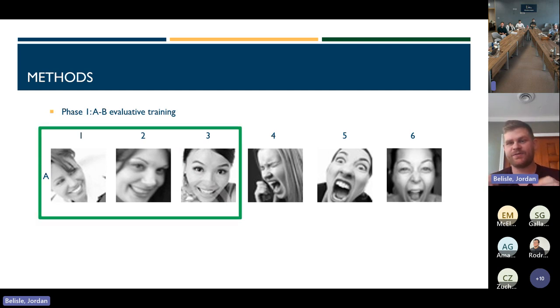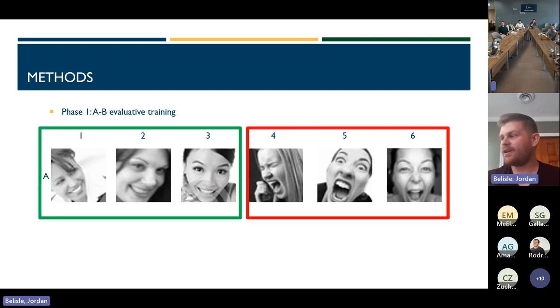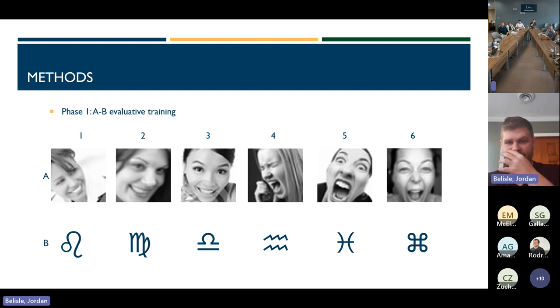These specific faces represent happy and angry. So classes 1 to 3 were positively balanced, whereas classes 4 through 6 were negatively balanced. The faces were paired with the following unfamiliar B stimuli that included wingdings that we've used in other studies.